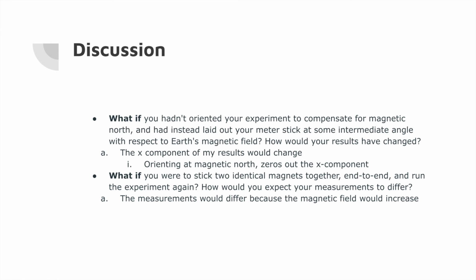So now I'll answer the what if and why questions. To start, if we hadn't compensated for magnetic north and laid the meter stick at any intermediate angle with respect to Earth's magnetic field, the x component of my results would change. Orienting at magnetic north zeroes out the x component. To answer the next question, the measurements would differ because the magnetic field would increase. That is it for my lab.